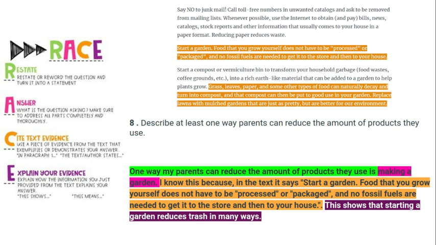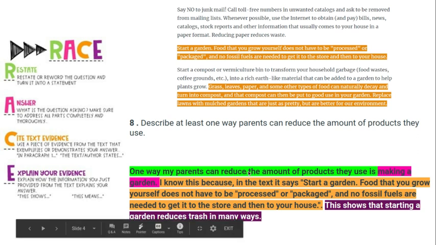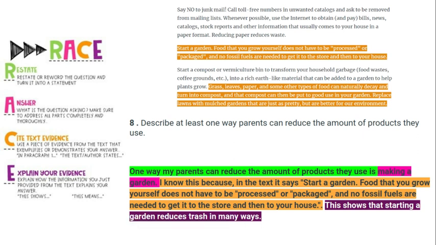You don't have to do this when you're typing in to ReadWorks or CommonLit. So first I need to restate. So I'm going to attempt to use as many words from the question as possible. So as you can see in green, she did that here. One way my parents can reduce the amount of products they use is, so that is restating the question. And then you can see this person put their answer here as making a garden.